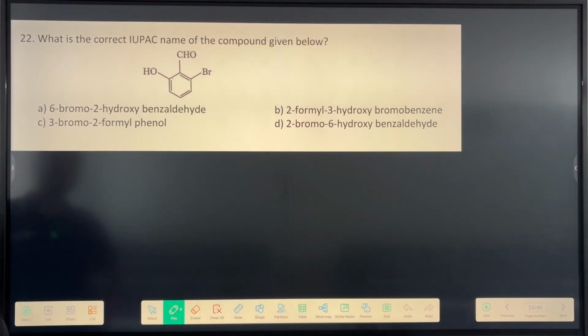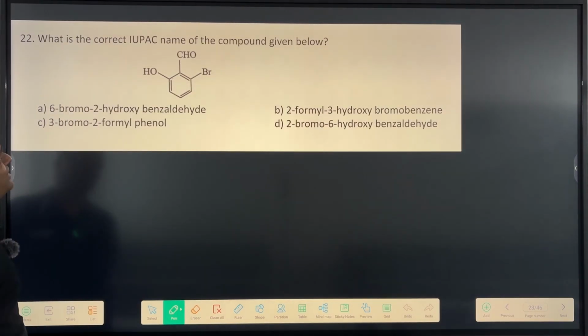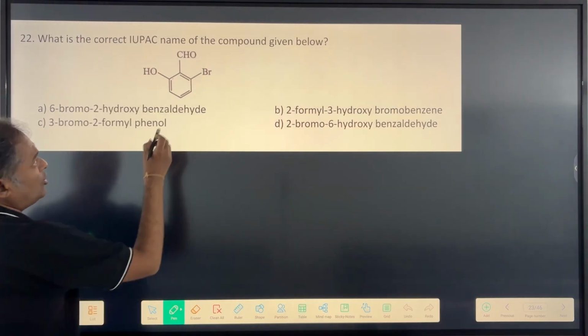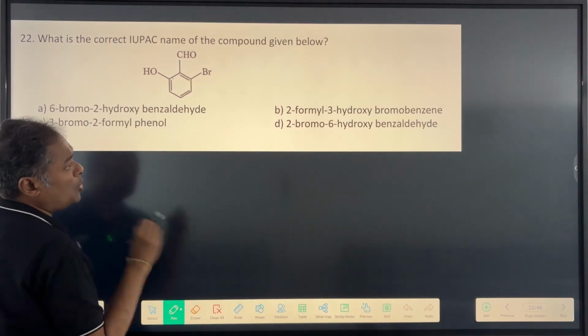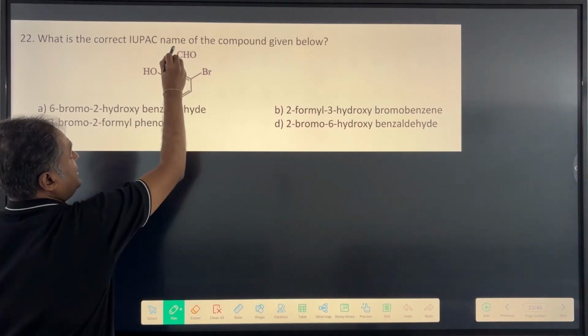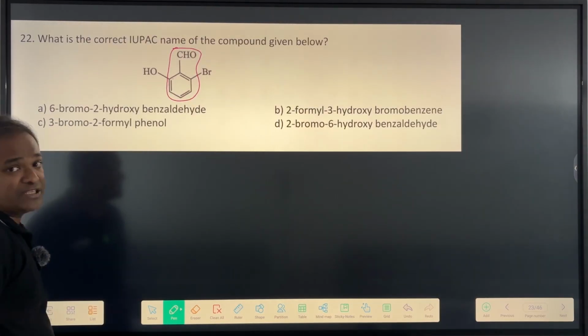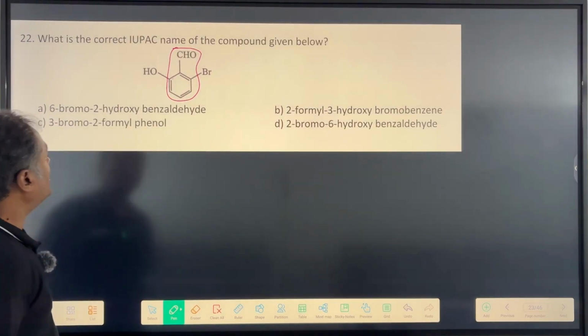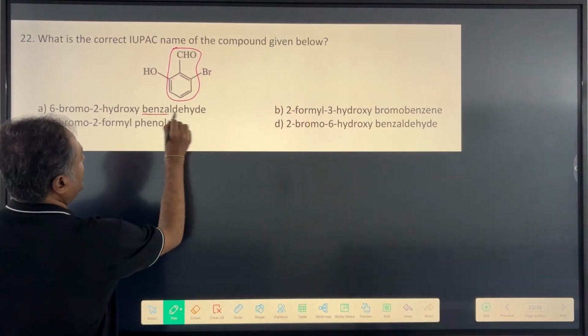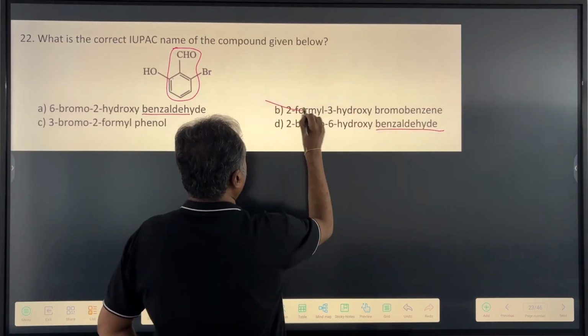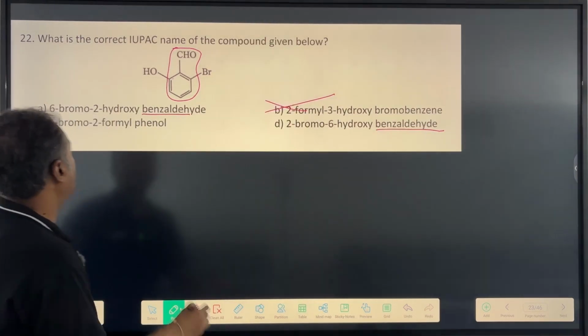Yeah, this is a very good question, child. What is the correct IUPAC name of the following compound? Now here if you check, you have got multiple groups, but you should know one thing very clearly. Aldehyde is taken over here as a preference. So this compound can be called benzaldehyde. Yes, so we have got over here a benzaldehyde. That means these two options are not possible.